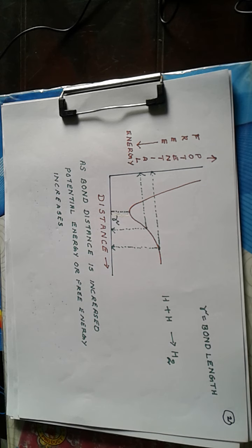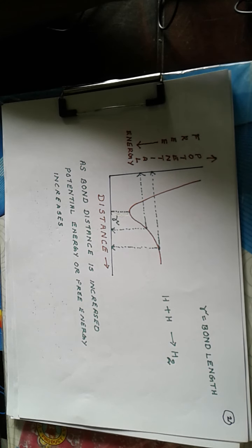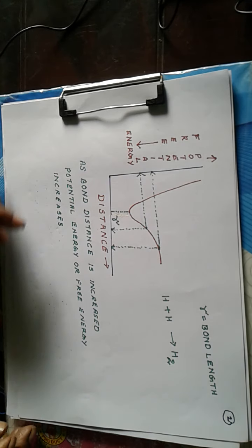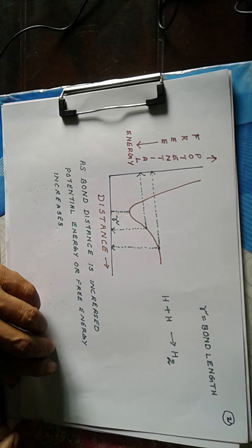Now this can be compared to a small piece of elastic rubber band. You hold the ends of the rubber band and stretch it. Then we are supplying our energy to the rubber band, and on stretching the length increases and the energy supplied to the rubber band is kept as its potential energy. You again stretch it, the energy supplied increases, the length increases and the potential energy increases, and you can stretch the rubber band to a point at which it breaks. So as bond distance is increased, potential energy or free energy increases. That is the main point here.